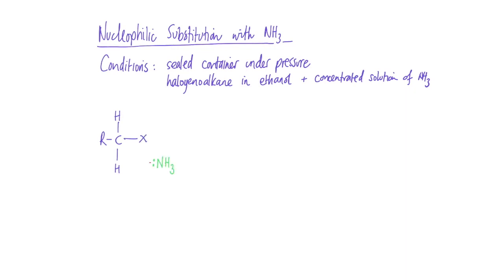And here we have the ammonia with no charge, but the lone pair, so we must have the lone pair there on the nitrogen. It's going to go in and attack that carbon, which would be our delta positive carbon, delta negative there on our halogen, and then curly arrow from the bond to there. And what do we make? Well, it's a little more complicated this time.